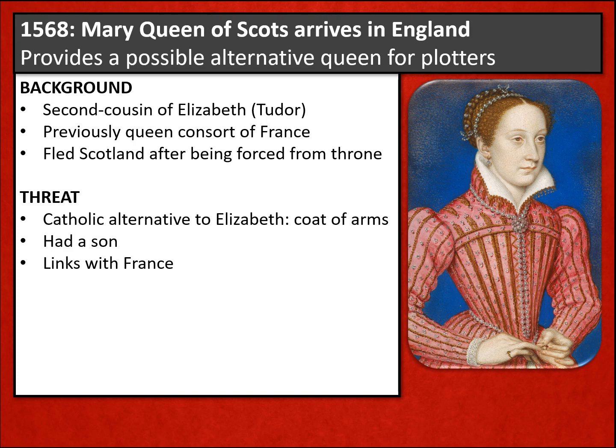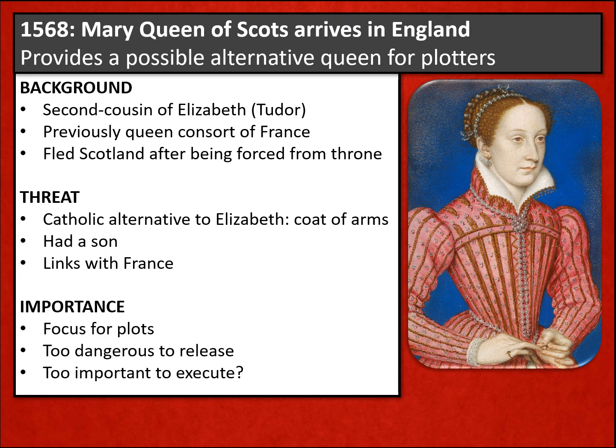And when she arrives in England, she really becomes Elizabeth's problem, because she is a Catholic alternative to Elizabeth. She'd made her ambitions to become Queen of England quite clear by altering her coat of arms, and she also presents a viable alternative. Firstly, she had a son, which would provide, of course, an heir to the throne, and Elizabeth, of course, didn't have one. And she had those profound links with France that meant she would have some really important backing from the continent.